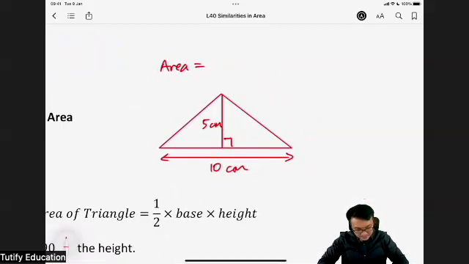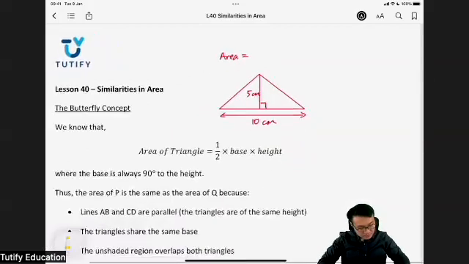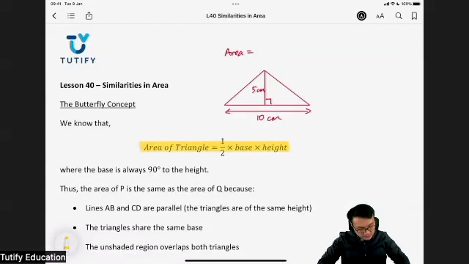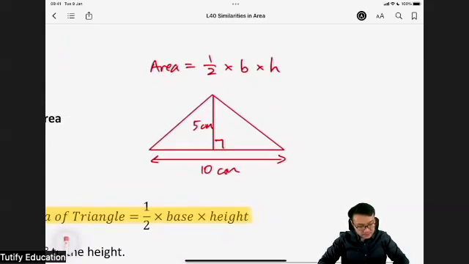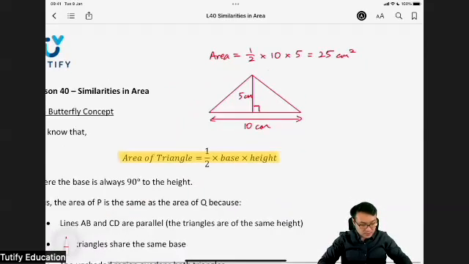Height times base divided by 2. Okay, height times base divided by 2. You are absolutely correct. So what we usually say is half times the base times the height. Now in this case, what are the numbers? Can you fill it in with all the numbers? Half times, what is the base? 10. And what is the height? 5. And the answer is? 25. Well done. So now we know this.